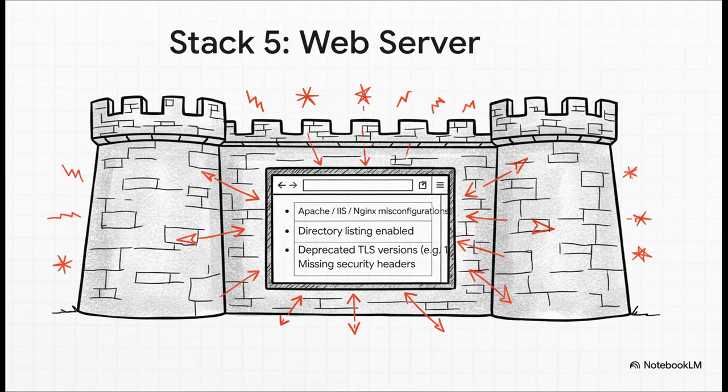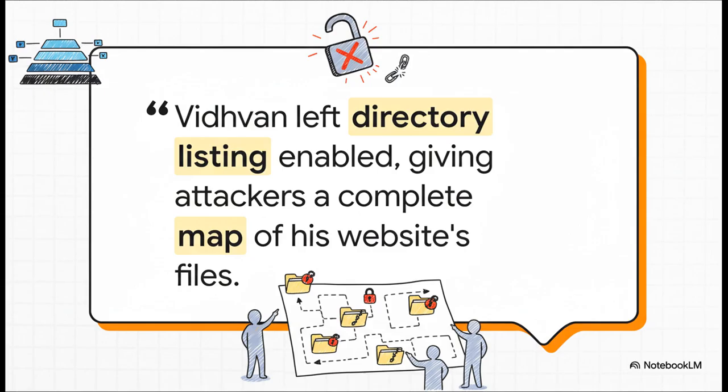Next up, we've got Stack 5, the web server. This is the software, things like Apache or Nginx, that serves your website or your application to the entire world. It is the public face of your fortress, and because it's always exposed, it is constantly being poked and prodded and attacked. Here is a perfect example of a tiny mistake with huge consequences. An admin named Vid1 left a simple setting called directory listing turned on. This let anyone on the internet see a full list of all the files on his web server. He basically handed attackers a treasure map of the site's entire structure, making their job 1,000 times easier.